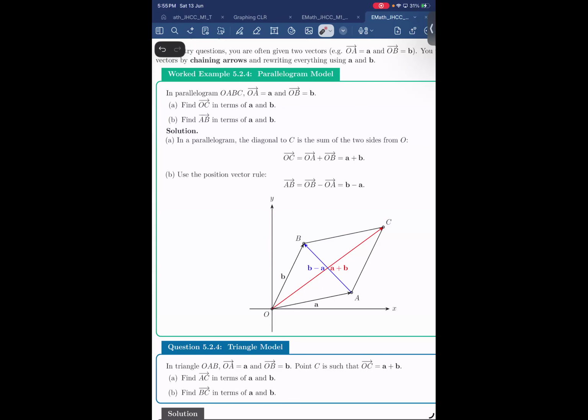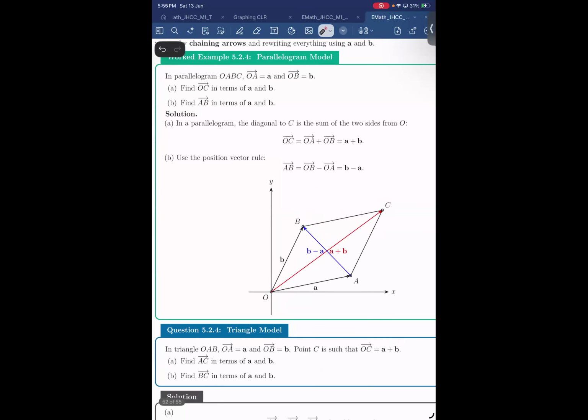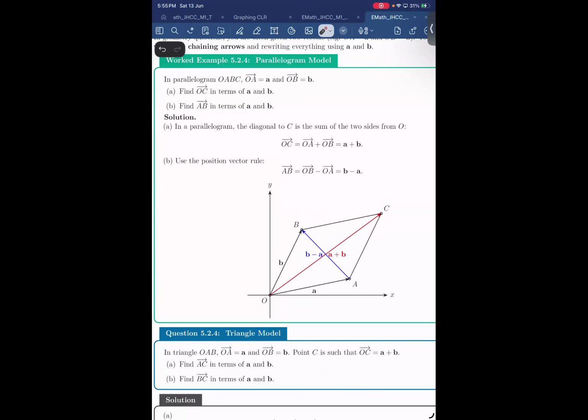Okay. So this one, first of all, you can just decompose it in terms of the position vectors. So in here, AC is simply just going to be OC minus OA. And OC is A plus B, so A plus B minus OA, which is A. So it's simply going to be B.